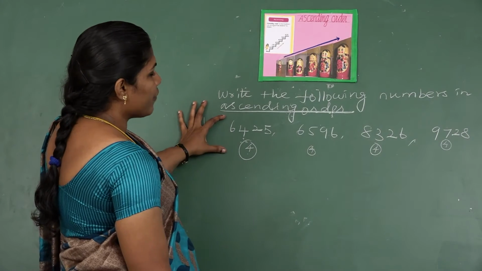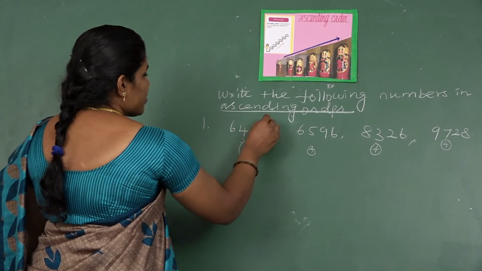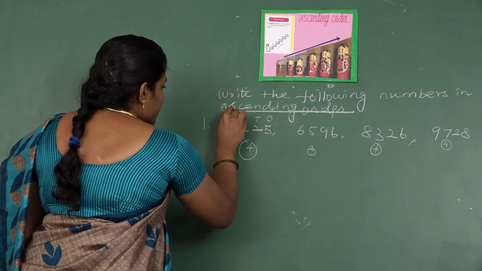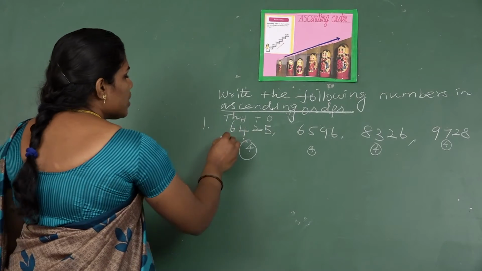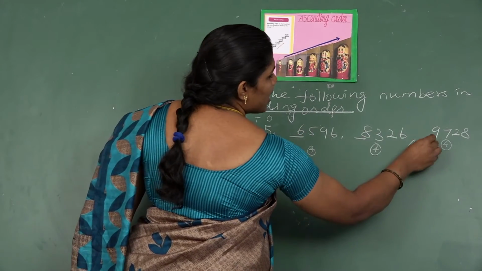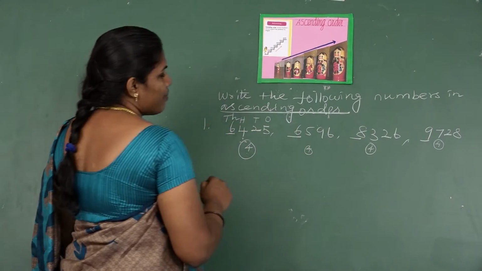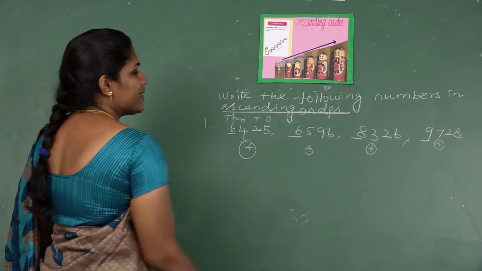The digits are equal, so you compare the thousands. First write the places: ones, tens, hundreds, thousands. See the thousands place: 6,000, 6,000, 8,000, 9,000. Among these numbers, which is the smallest? 6,000. Here also 6,000.